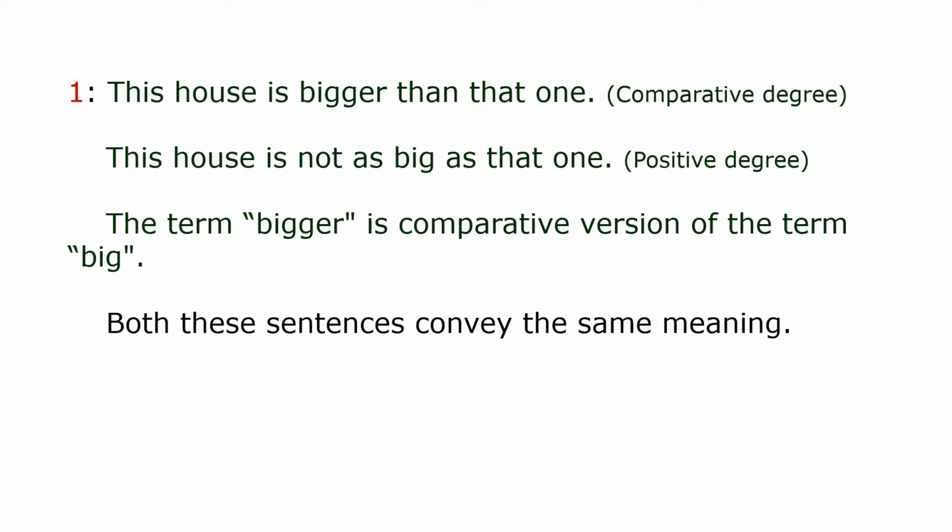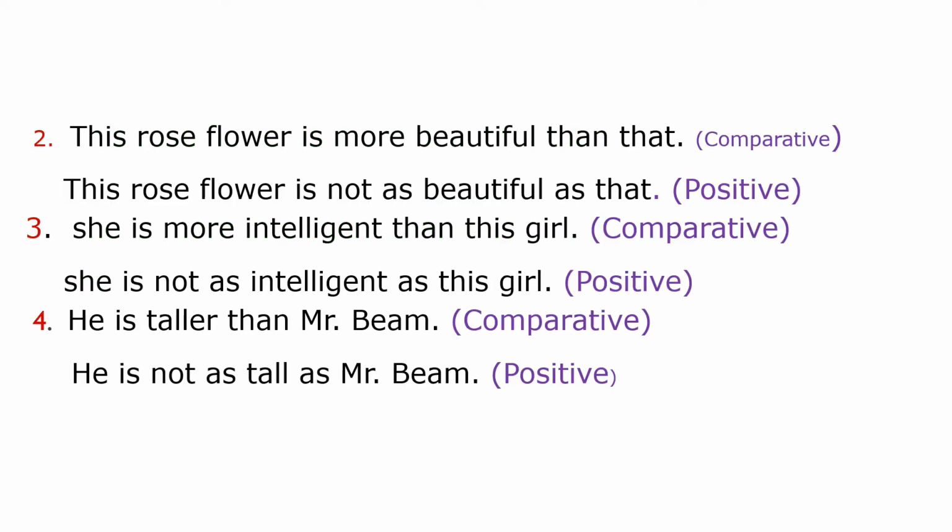Another one. This house is bigger than that one. It is comparative degree. The comparison between two houses. This house is not as big as that one. It is positive degree. The term bigger is the comparative version of the term big. Both the sentences convey the same meaning. The next one. This rose flower is more beautiful than that. It is comparative degree. The rose flower is not as beautiful as that. It is positive degree. Both have the same meaning.